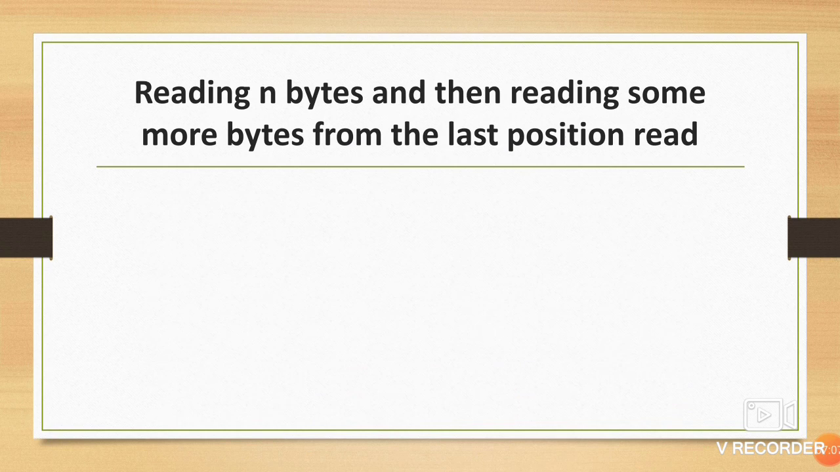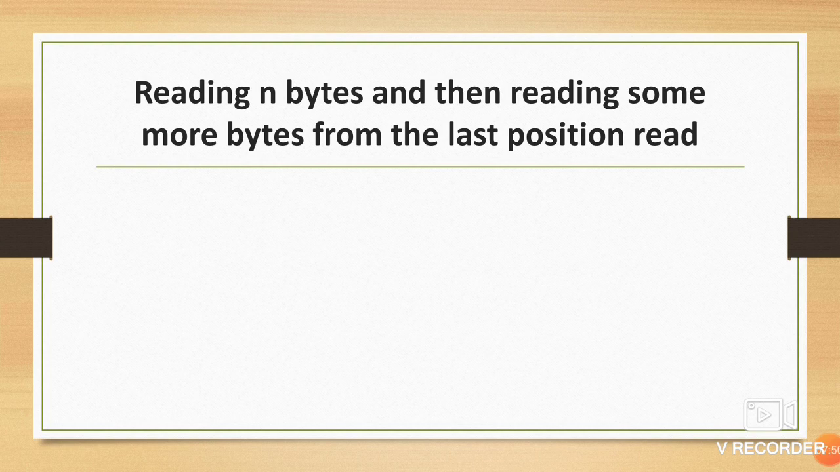Now next we will see reading n bytes and then reading some more bytes from the last position read. What does this mean? In the previous program we read 30 bytes. Now I want to read another 50 bytes after that. So what will happen? After 30 bytes are read, from the 31st byte it will start reading till 50. Is it clear to you?